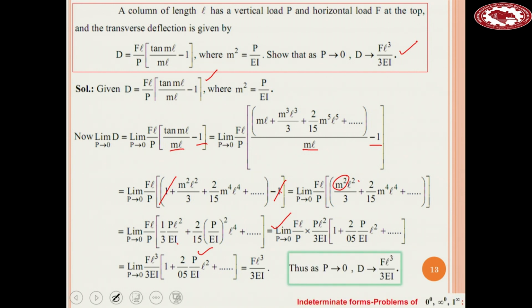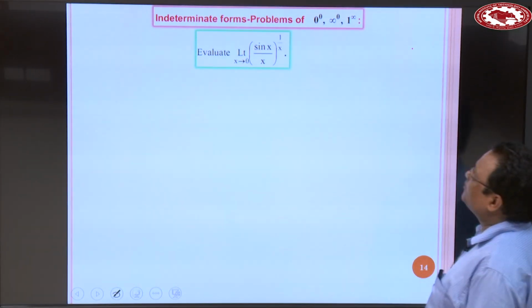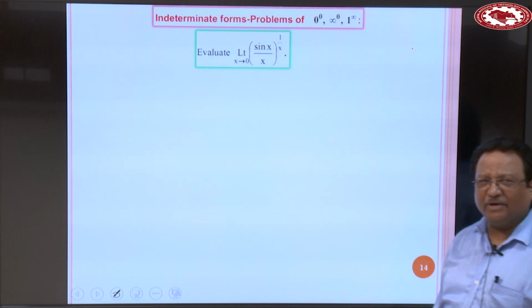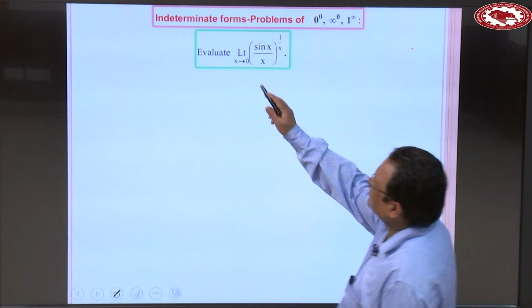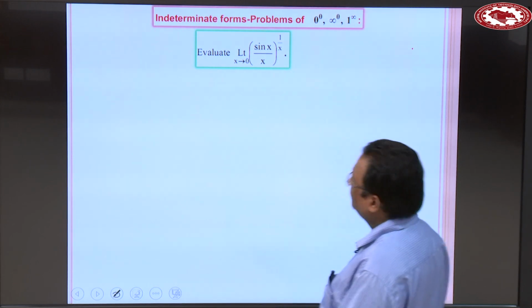Okay. Now, last type of problems related with 0 raised to power 0, infinity raised to power 0, 1 raised to power infinity. Okay. So let us consider one simple example. Calculate this limit x tend to 0 (sin x / x) power 1/x.